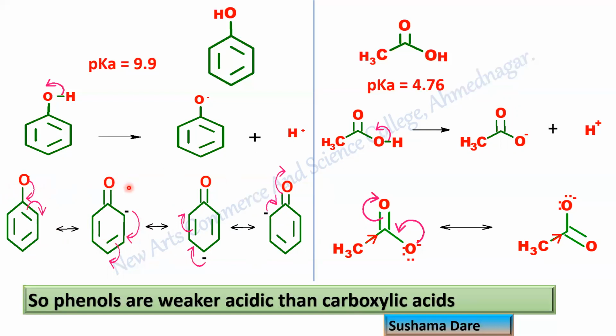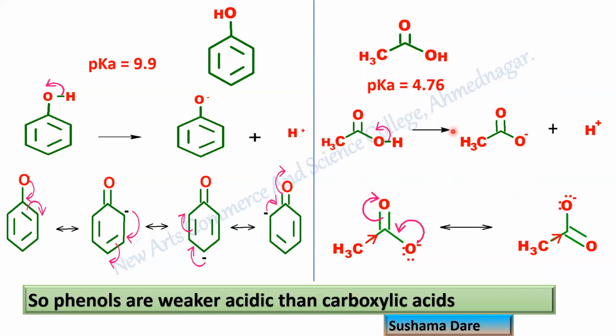So which two atoms share the negative charge? Oxygen and carbon. Here both oxygens share the negative charge. And as we already discussed, carbon is less electronegative, therefore it cannot bear a negative charge very well as compared to oxygen. So this resonance is more effective as compared to this resonance. So how can we explain this?